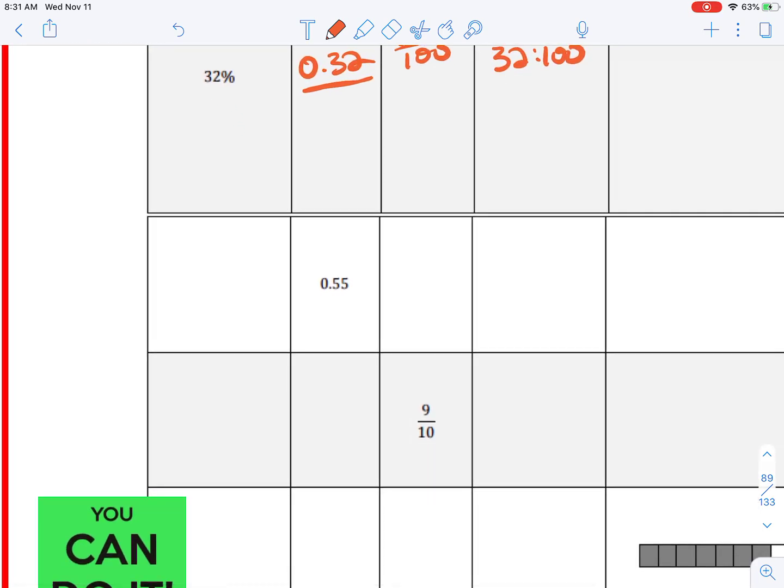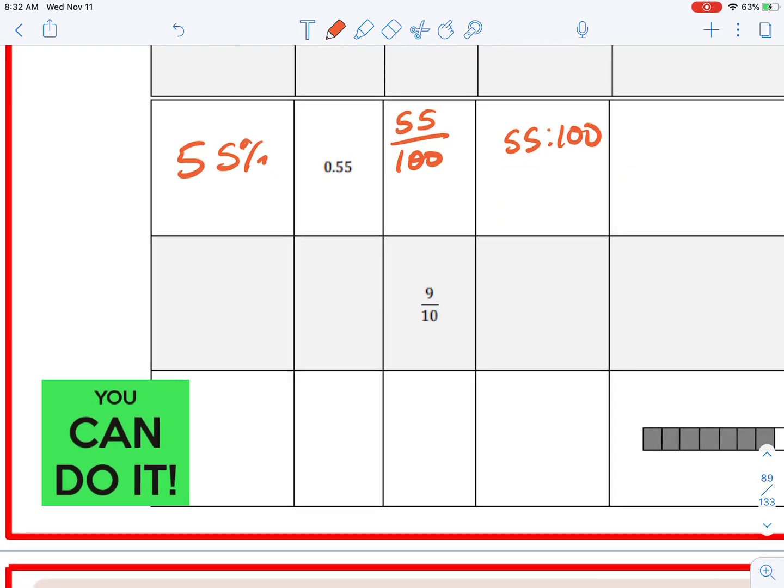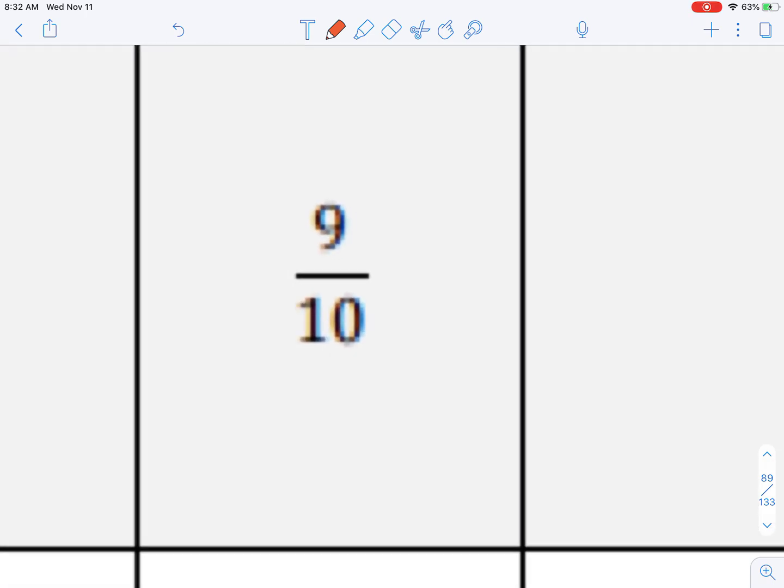Let's look at the next row. All they're giving us is the decimal 55 hundredths. So 55 hundredths as a percentage is 55%. 55 hundredths as a fraction is going to be 55 over 100, and the part to whole ratio is 55 to 100. Okay?